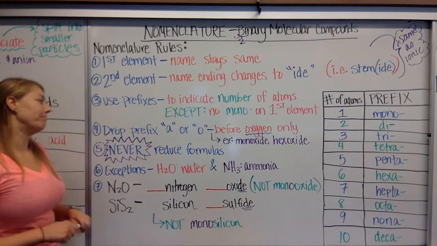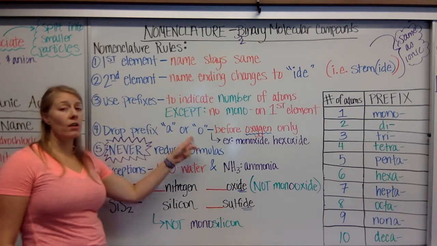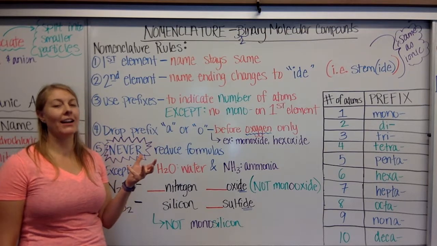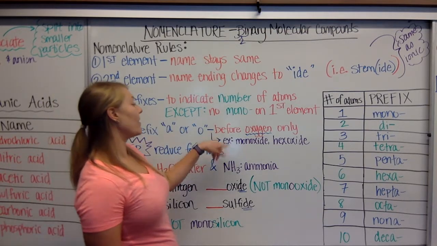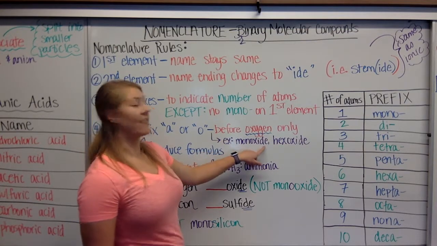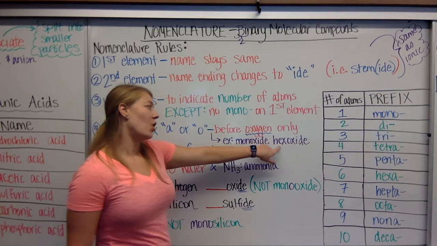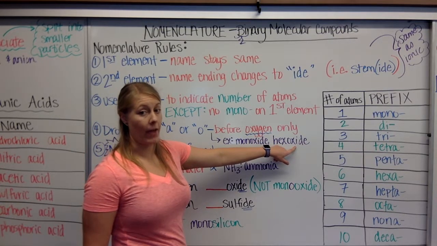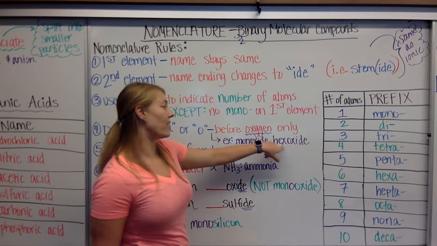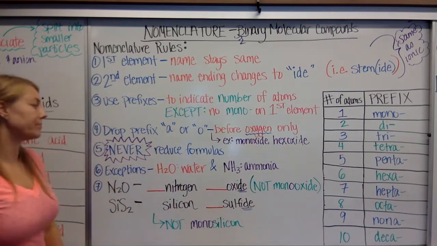see some examples. We will drop the prefix A or O before oxygen, and this is just so that it sounds more proper. So we would say monoxide, not monooxide, if we have 1 oxygen. We would not say hexaoxide if we have 6 oxygens. We would say hexoxide, and it just rolls off the tongue a little bit easier.